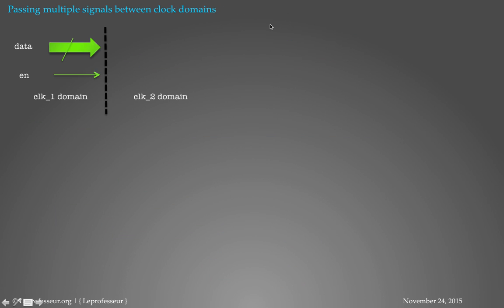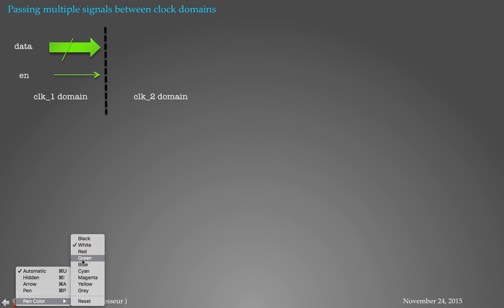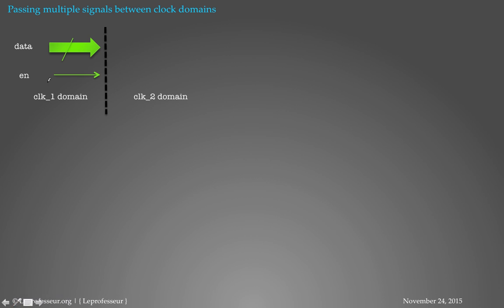Now let's talk about another important thing. So far we discussed just one single bit signal going from one clock domain to another clock domain. But what if you have many signals, say a data bus, or a ready signal, enable signal, and a bunch of other signals crossing from one clock to another clock?